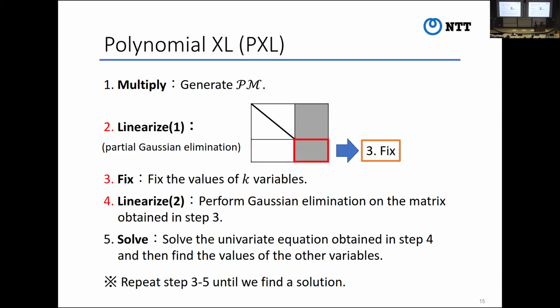For the Gaussian elimination in the fourth step, we work on this lower, smaller matrix after fixing some values. But in the original existing algorithms, we have to perform the Gaussian elimination on this larger matrix for each iteration. So I think that is the advantage of the proposed algorithm compared with existing algorithms.